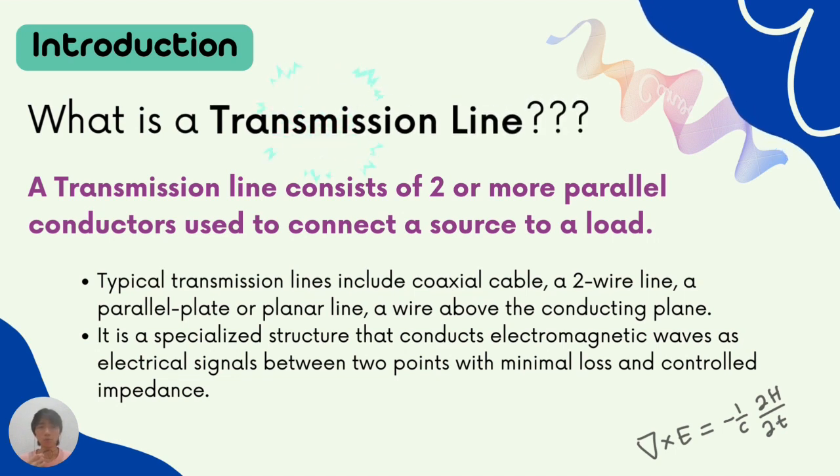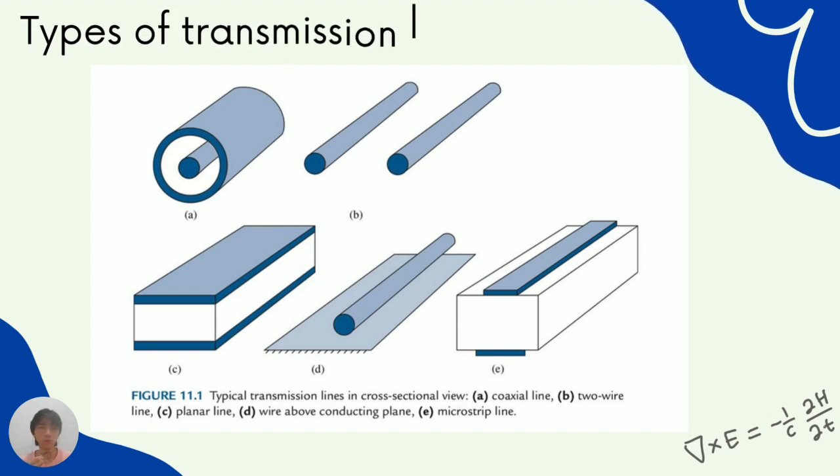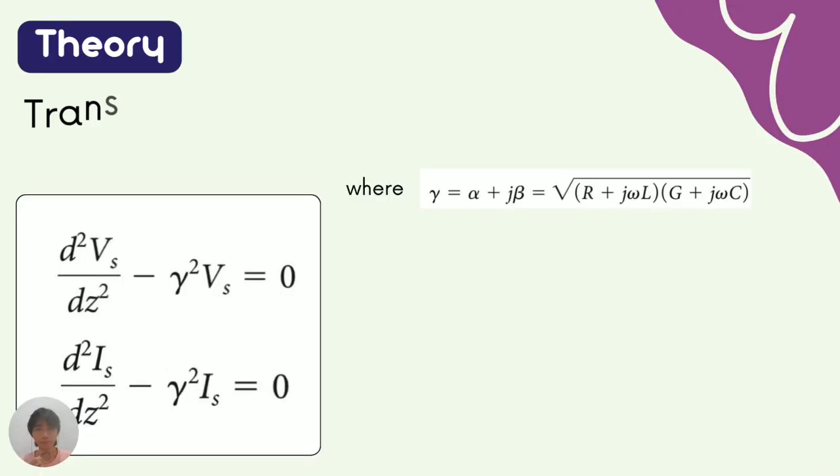Let's move on to transmission lines. A transmission line is a specialized structure designed to conduct electromagnetic waves as electrical signals between two points that minimizes the loss and controls the impedance. Okay, so there are also a few types of transmission lines, and I show you in this diagram.